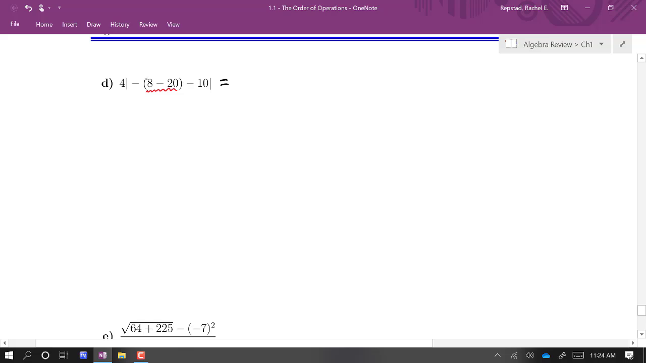And that means that we're going to begin with evaluating 8 minus 20. And I'm just bringing everything else straight over. So 8 minus 20 is a -12. And now I'm staying within the grouping symbols of the absolute values. So minus a -12 is positive 12 minus 10. Twelve minus 10 is 2.